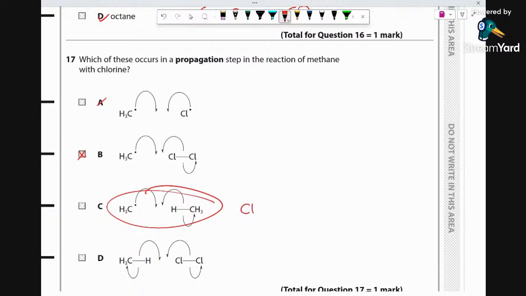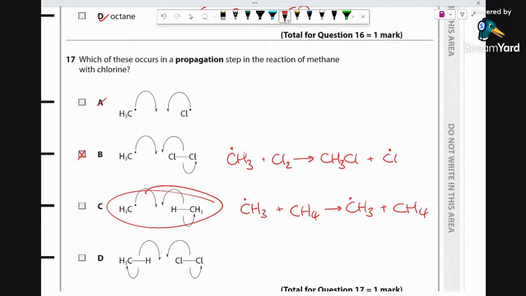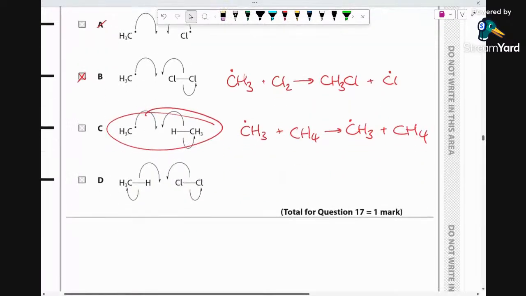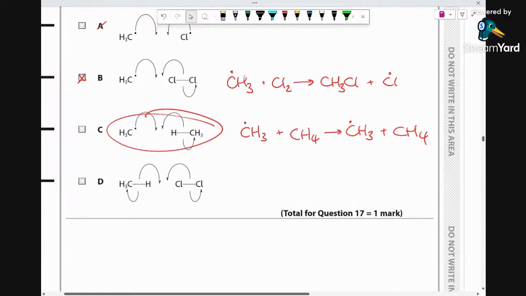If I write these as equations, CH3 dot on the C, reacting with Cl2 to produce CH3Cl plus Cl dot, that is indeed a propagation. Let's convert this one. This is CH3 dot plus CH4 going to form CH3 dot plus CH4. So that's not a propagation because it's the same equation, it doesn't count. The next one is a little bit weird. This one's super strange. There are no free radicals at all here, so D is complete garbage. So the answer is B.